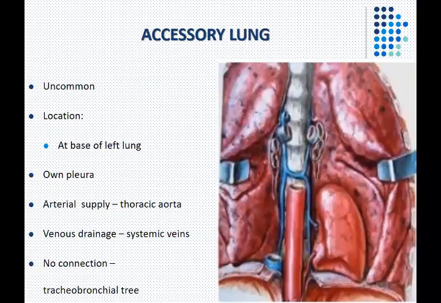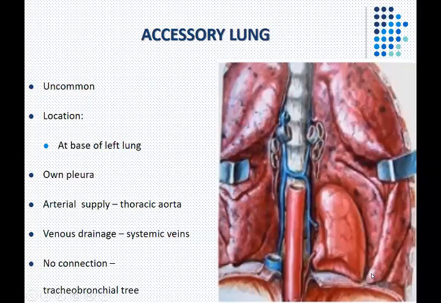Accessory lung, something very rare, very uncommon. Now this accessory lung develops at the base of the left lung. Have a look: this is the right lung, this is the normal left lung, and this is a very small accessory third lung, which is present at the base of the left lung.